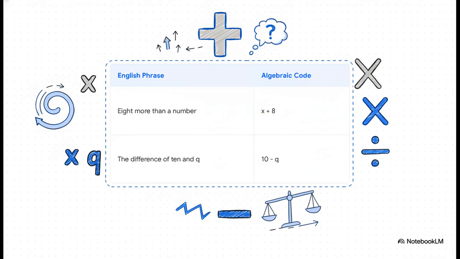For example, if you hear the phrase 8 more than a number, well, that number is an unknown, so we swap it for a variable like x. More than tells us we need to add. Put it together, and we write x plus 8. Or if we hear the difference of 10 and q, the word difference is a huge red flag signaling subtraction, so it perfectly translates to 10 minus q. You're really just playing detective, looking for the keyword synonyms for addition, subtraction, multiplication, and division.